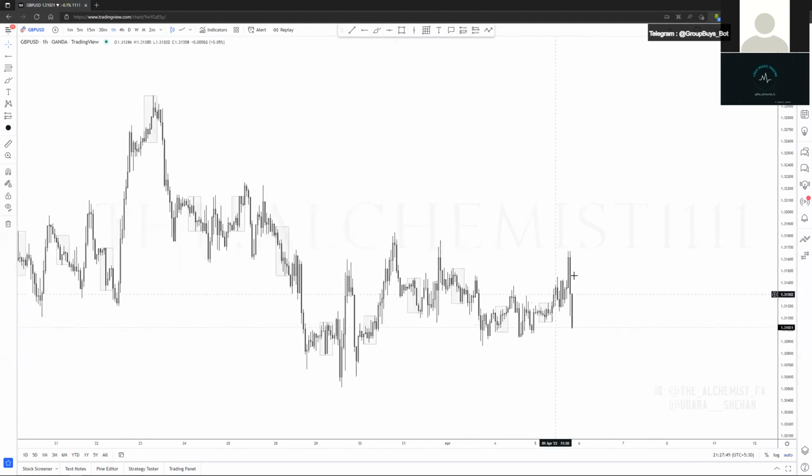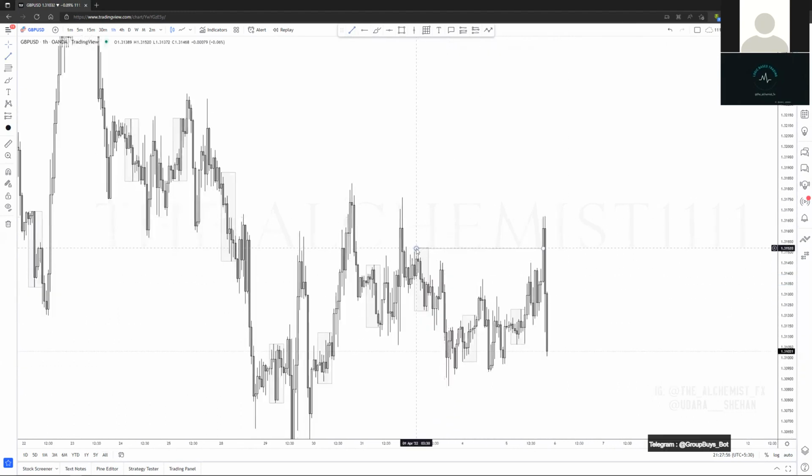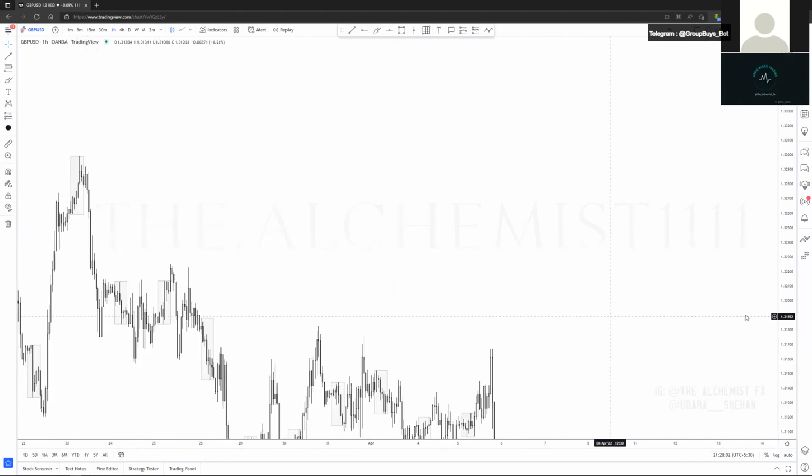So here the liquidity was the little wick, equal highs. This right here is actually the most important type of liquidity. This is an Asian high. Let's talk about the Asian range. Let's talk about Asia now.